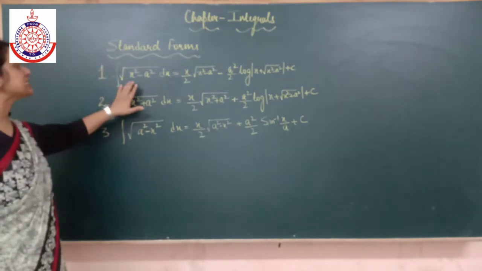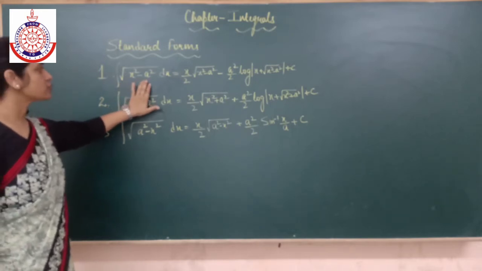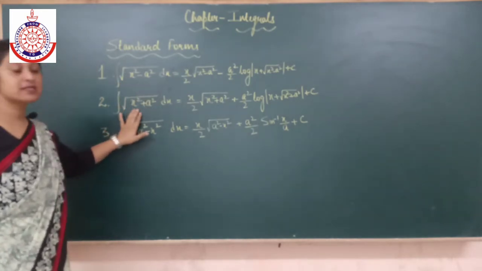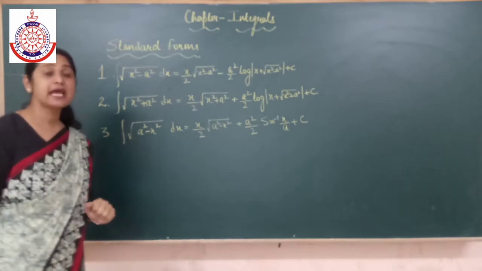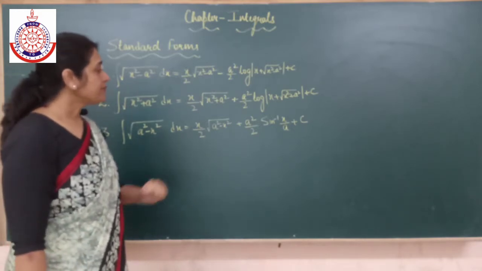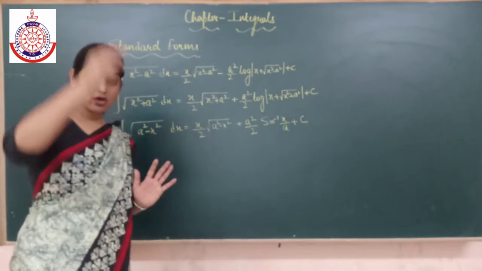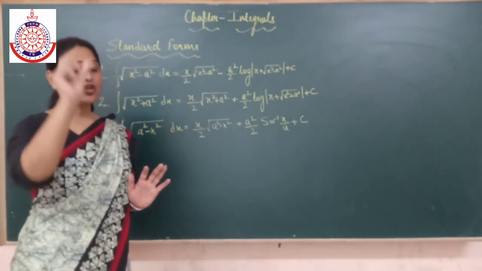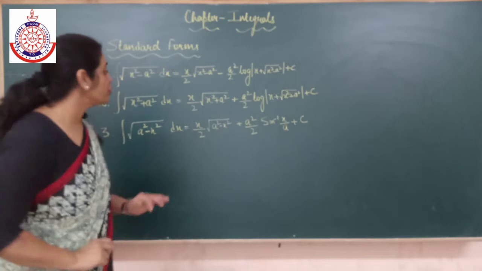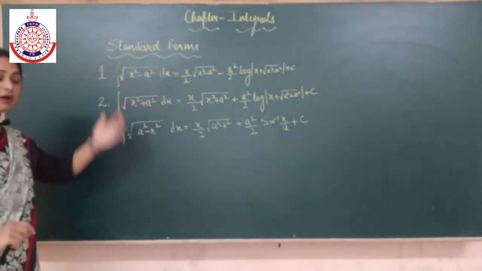We are going to do the integral of under root x square minus a square, under root x square plus a square, and under root a square minus x square. Alright children, so these are the three formulas. You are going to add these formulas in your concept notebook where you have written all the formulas of integrals. So you have three more additions to your formulas.